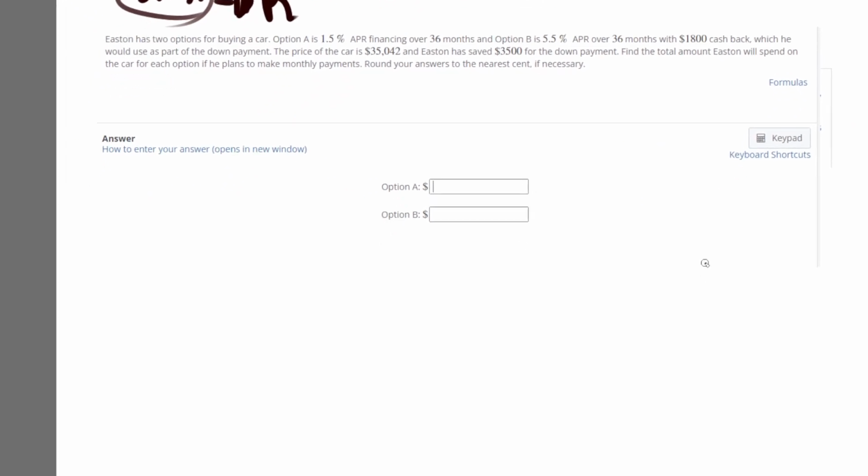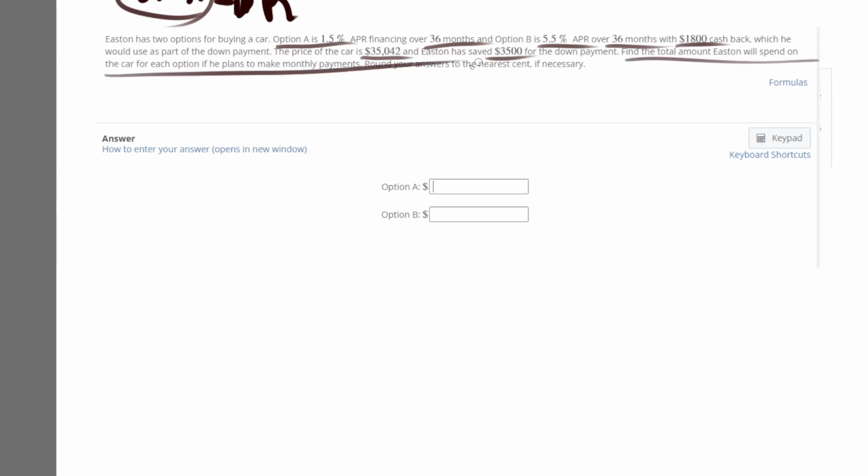So Easton has two options for buying a car. Option A is 1.5% APR financing over 36 months, and option B is 5.5% APR over 36 months, with $180 cash back, which he would use as part of the down payment. The price of the car is $35,442, and he saved $3,500 for the down payment. We want to find the total amount Easton will spend on the car for each option if he plans to make monthly payments, and we'll round our answers to the nearest cent.